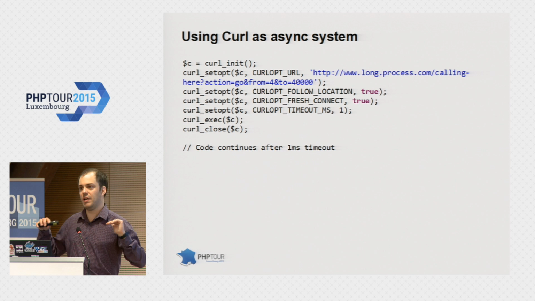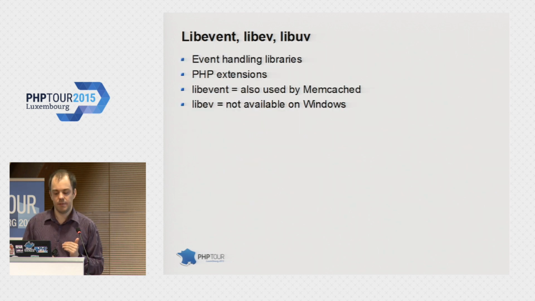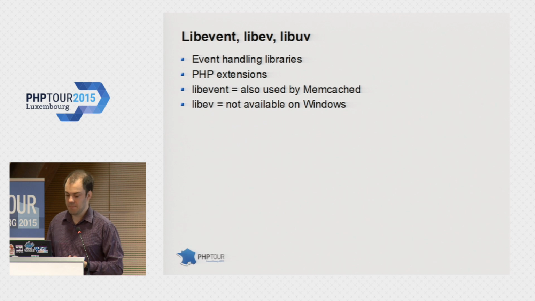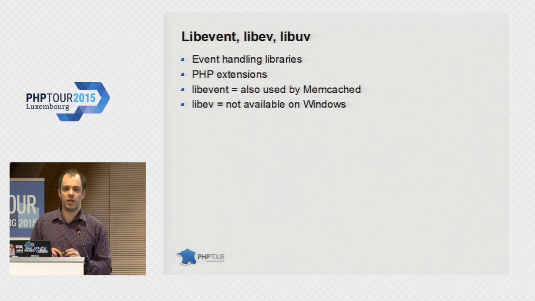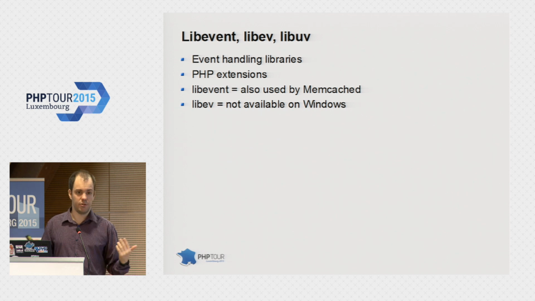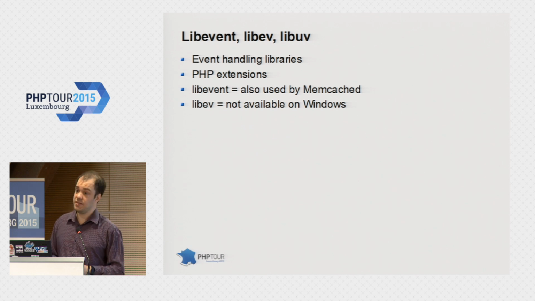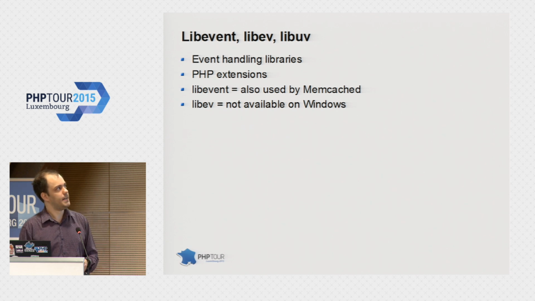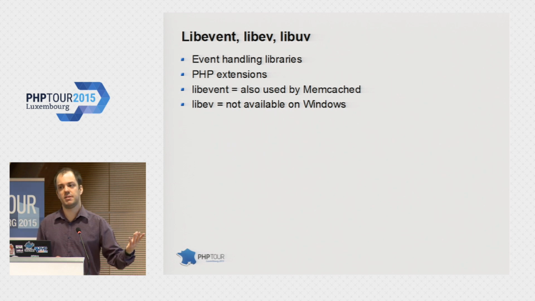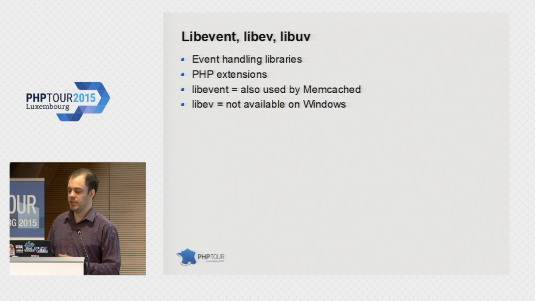So there's a couple of underlying libraries that take care of event handling. There's libevent, libev, and libuv. They're going from old to newer to the newest library. They are PHP extensions. They usually rely on the libraries that you can install on Linux or on Windows. Libevent is the most famous one because it's being used by things like Memcached. libev is not available on Windows. Then again, libuv is available on Windows. So it's kind of weird. But basically, you don't need to worry about these. They are just being used by PHP and by a couple of the additional libraries built in.